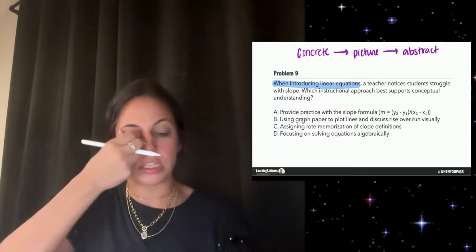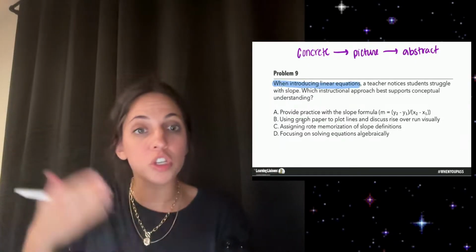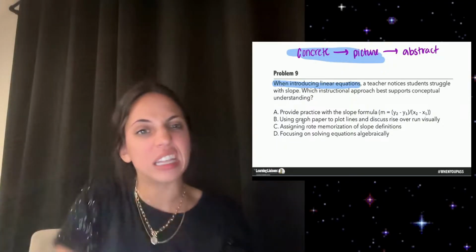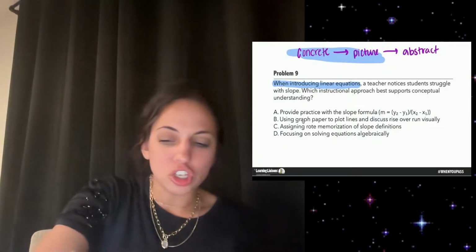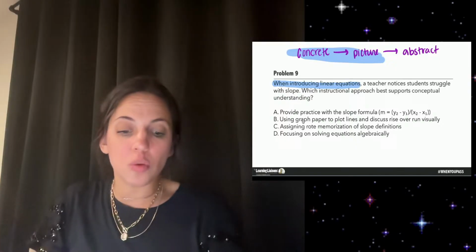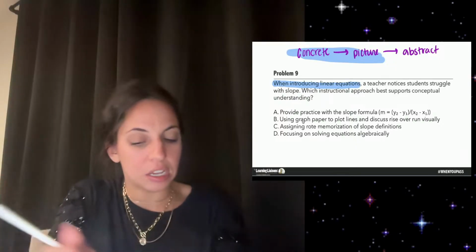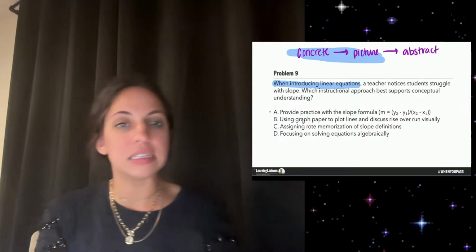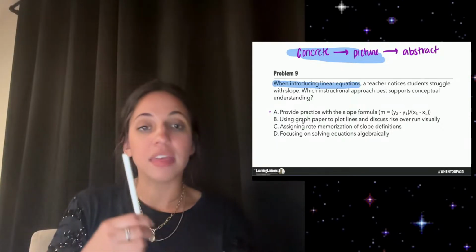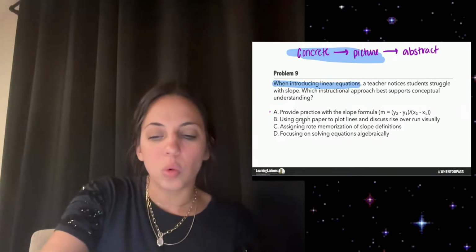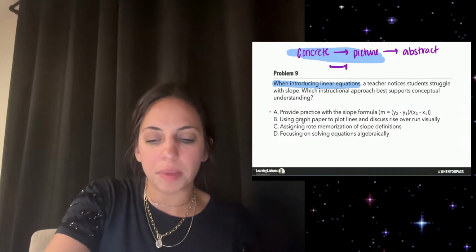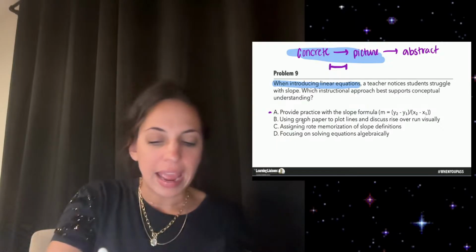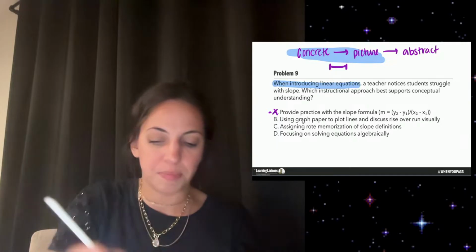So when we're starting linear equations, students are struggling with slope. So what should we do? We should start with whatever is going to help our students solidify that understanding. Providing them practice with the slope formula, that's not a terrible idea, so we can keep that one. Use graph paper to plot lines and discuss what it looks like visually. That's a better answer because we're a little bit closer to that concrete and picture and a little less abstract. This is definitely more abstract. And so we're going to cross off A and keep B.